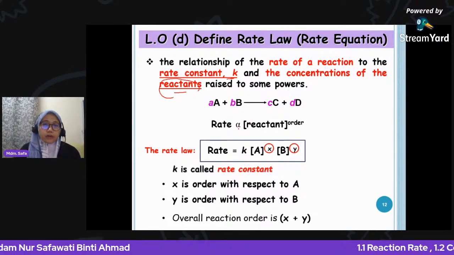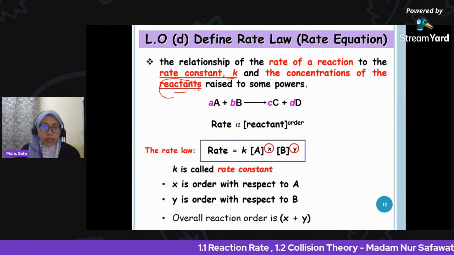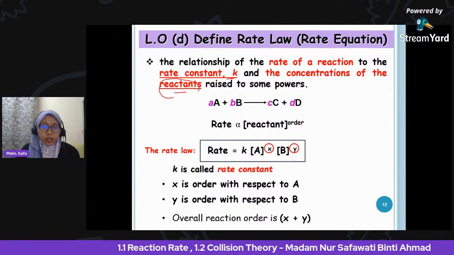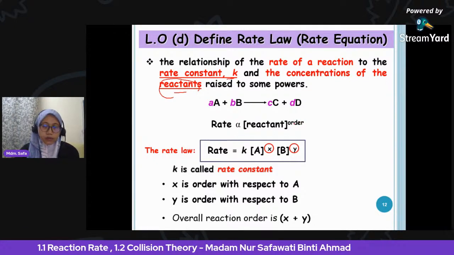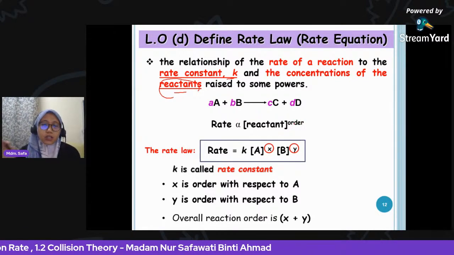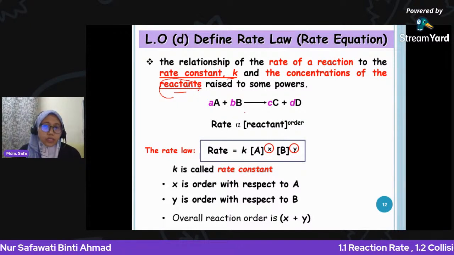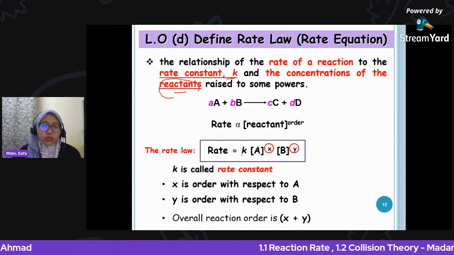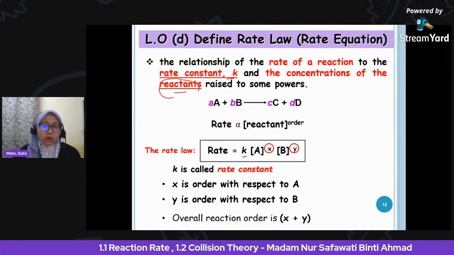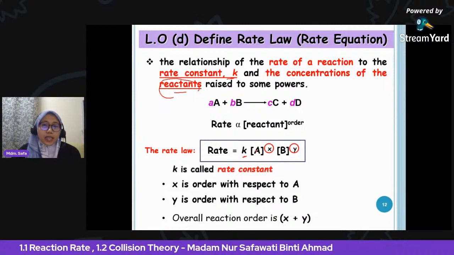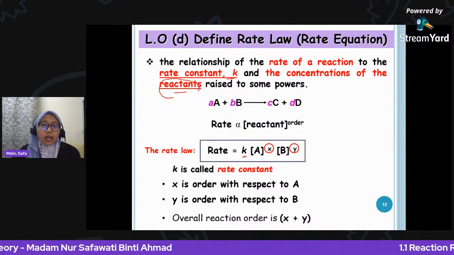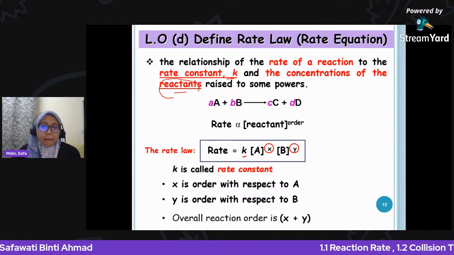So the rate is directly proportional to the concentration of the reactants raised to the power of the order. Nanti kita tengok what is the order of the reaction. So how to write the rate law? The rate law, for this case, is rate equal to K. You must put K here, the rate constant, times the concentration of A to the power of x, and the concentration of B to the power of y.